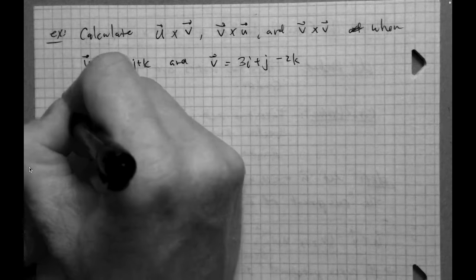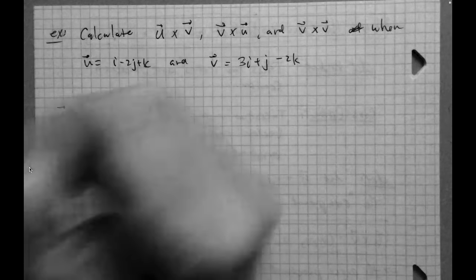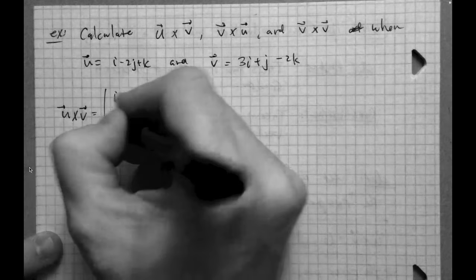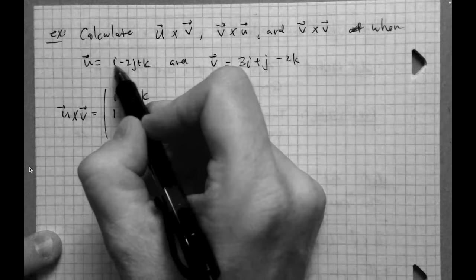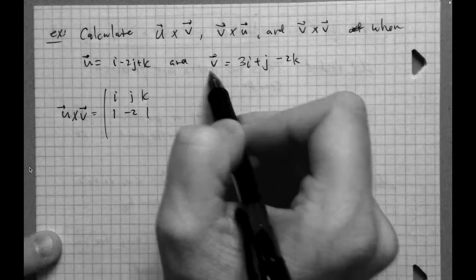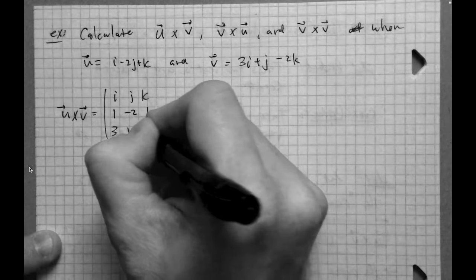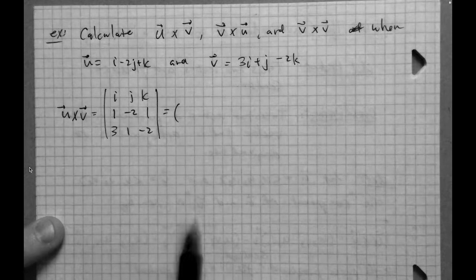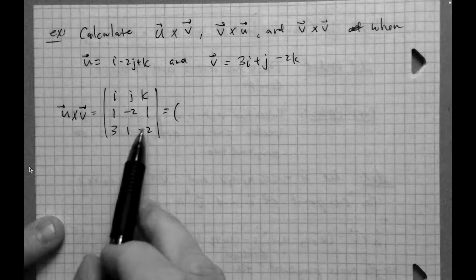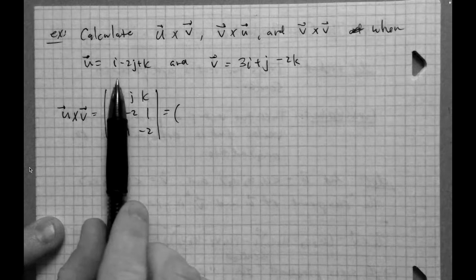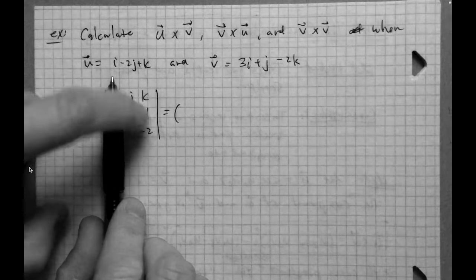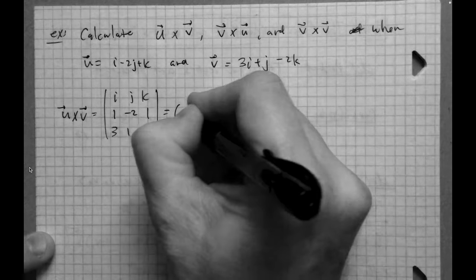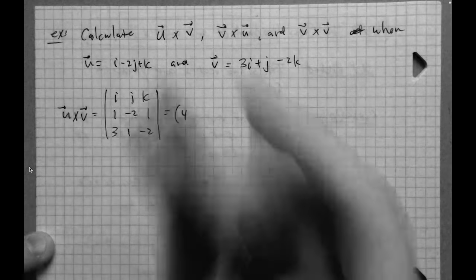So let's start with U cross V. Just putting this into matrix form, I, j, k, and then put the U second, which is 1, negative 2, 1, just pulling that off of here. And then the V, which would be 3, 1, negative 2. The first one we're interested in is the I column, so we think of removing this column and doing the calculation on the remaining submatrix. So negative 2 times negative 2 is 4, minus 1 times 1 is 1.